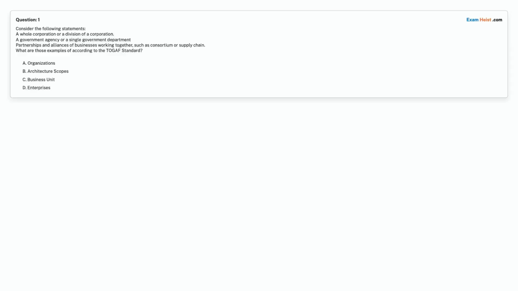Question 1. Consider the following statements. A whole corporation or a division of a corporation. A government agency or a single government department, partnerships and alliances of businesses working together, such as consortium or supply chain. What are those examples of according to the TOGAF standard? Option A. Organizations. Option B. Architecture scopes. Option C. Business unit. Option D. Enterprises. Choose the correct answer.